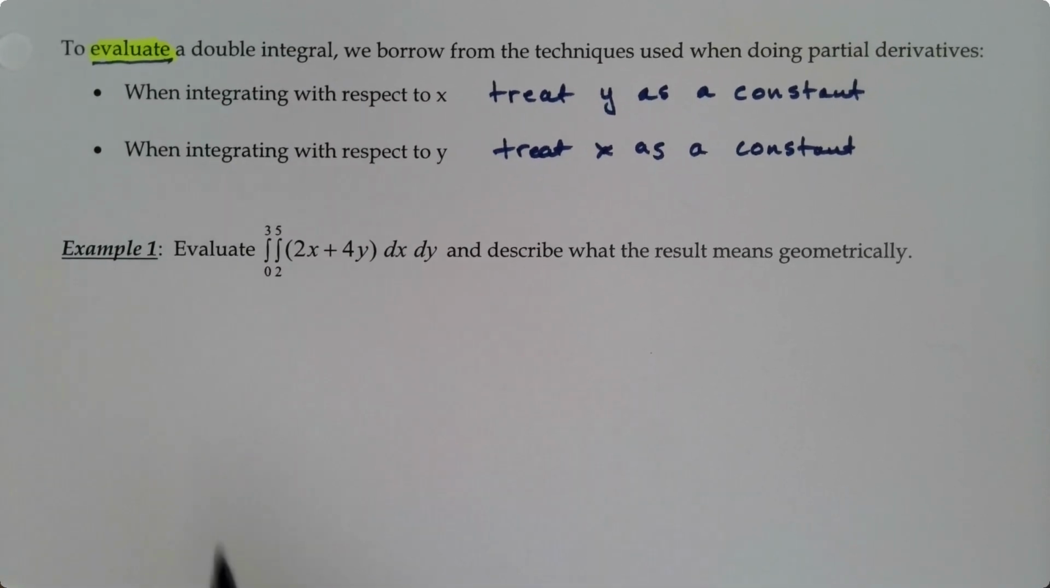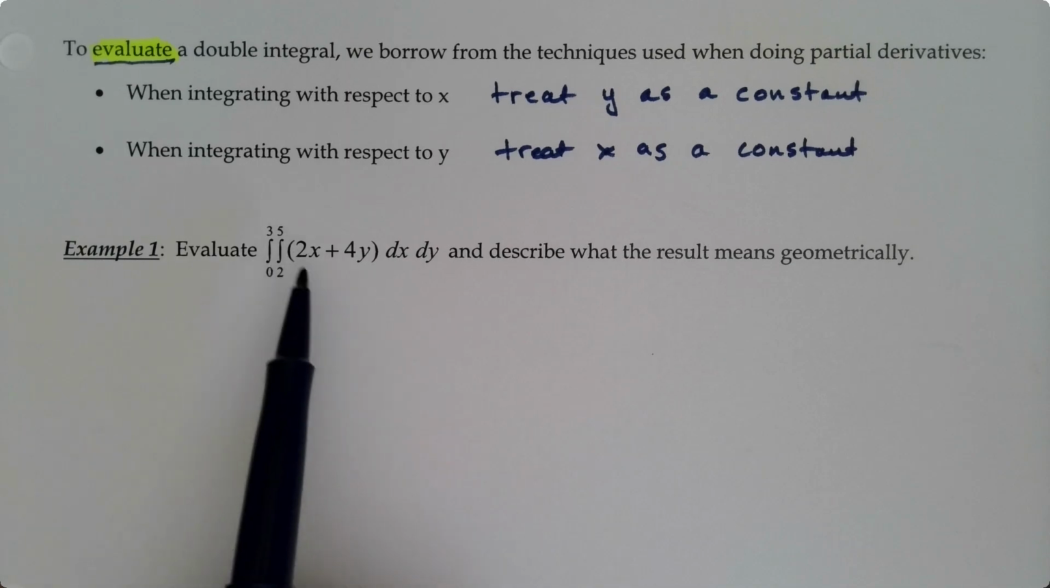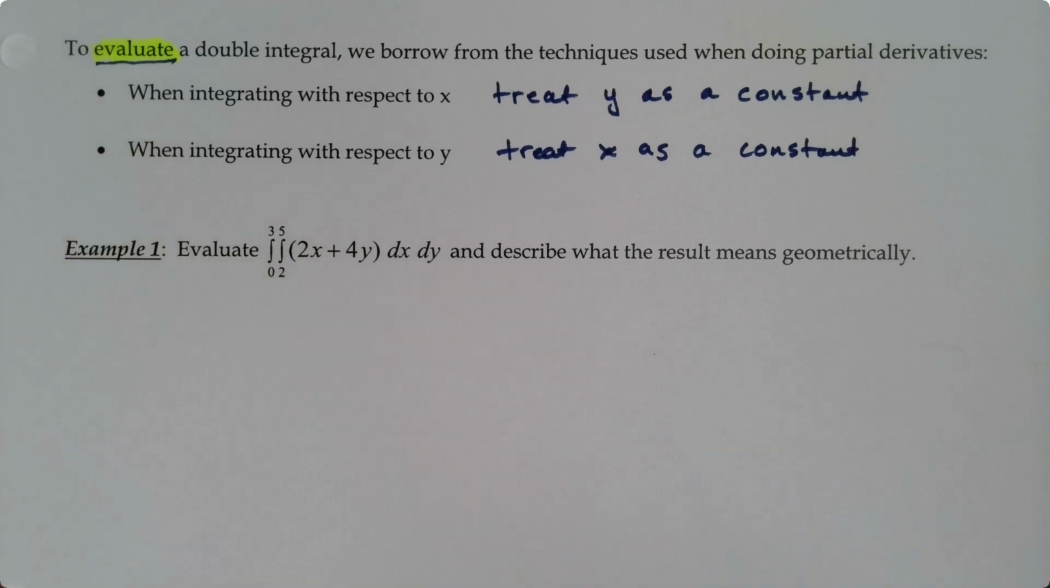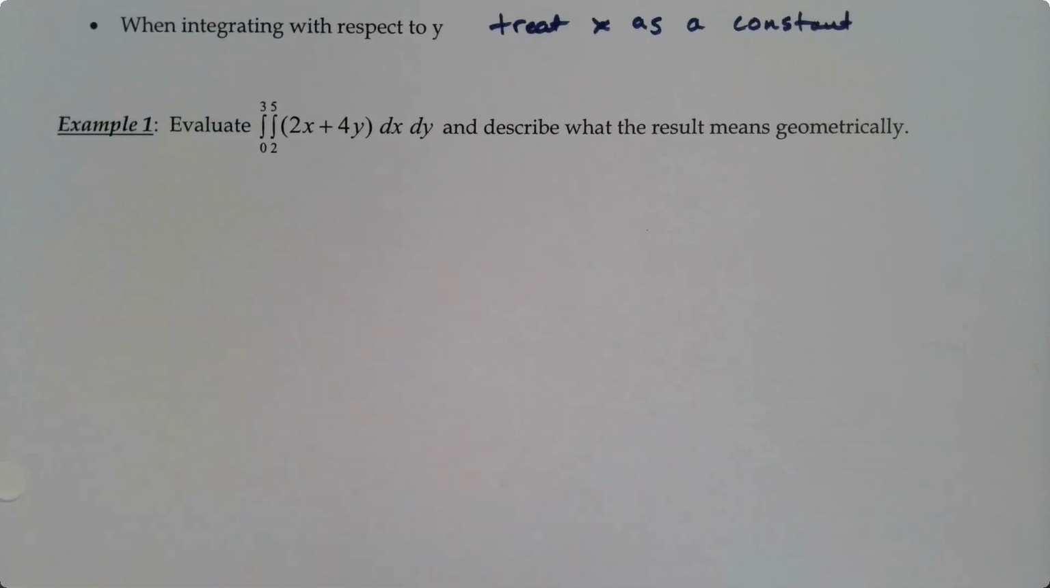So we're going to evaluate the double integral from 0 to 3, then 2 to 5 of 2x plus 4y dx dy. Oh my goodness. Okay, and then we're going to describe what this means geometrically. Well, let's do the integration part first, and then we'll look at it.